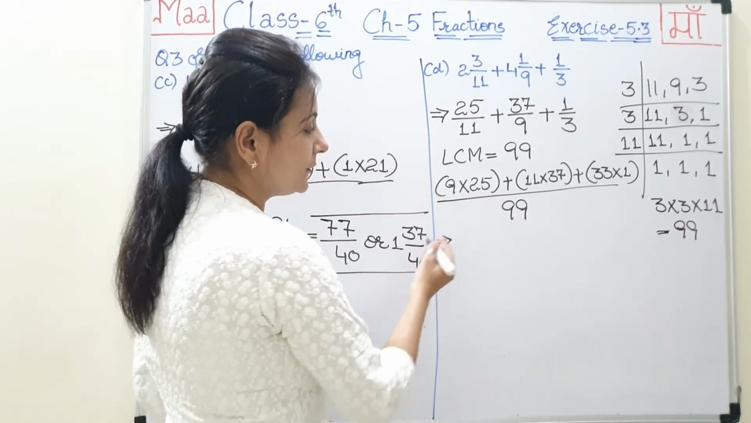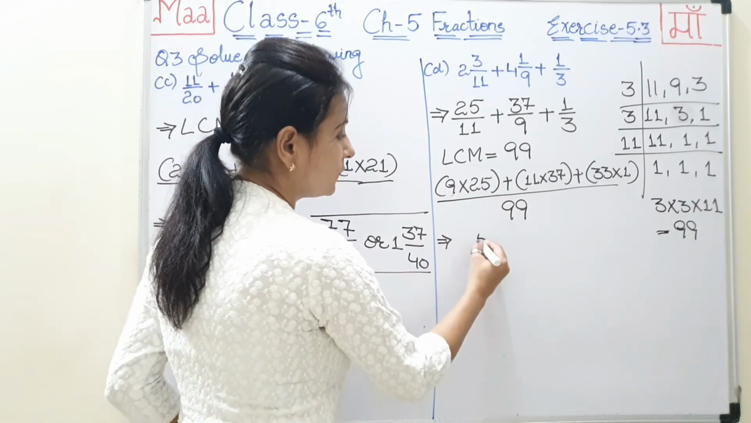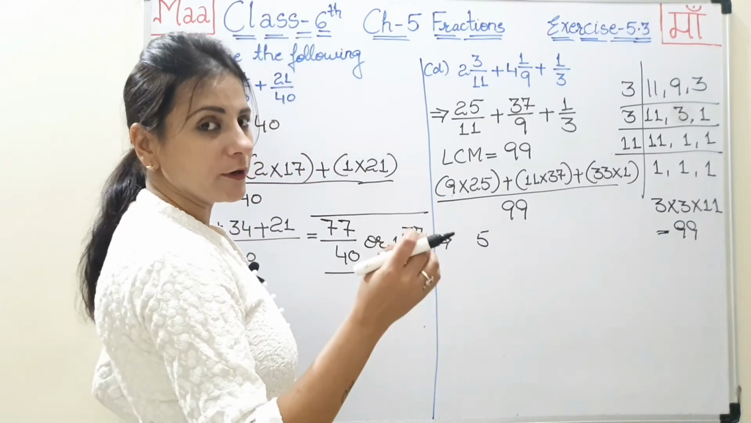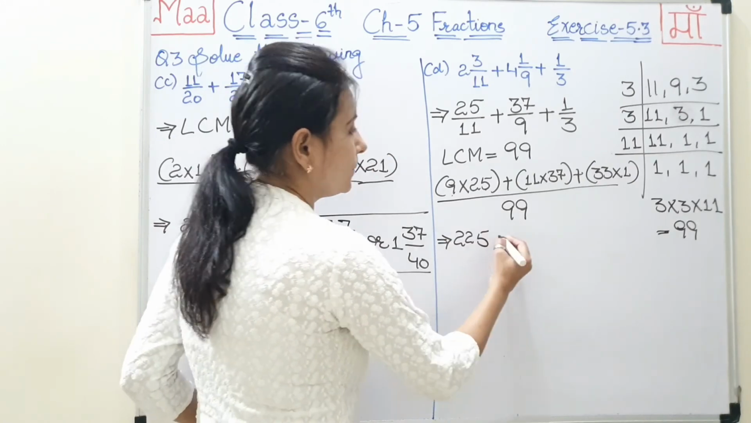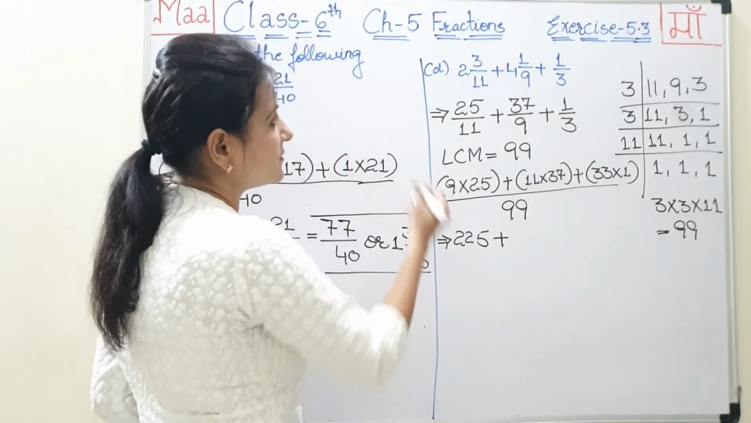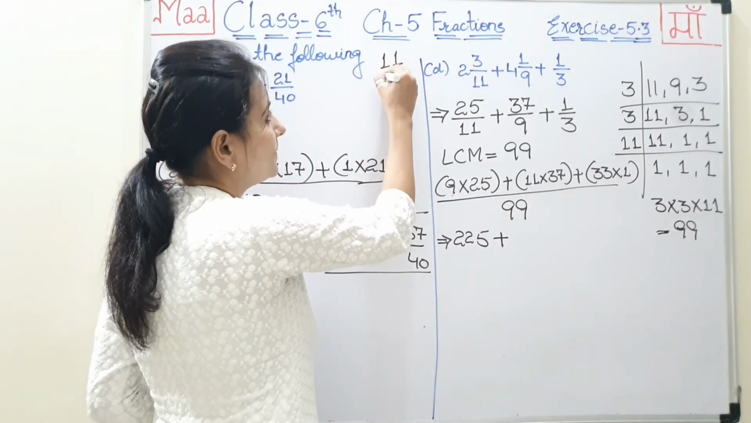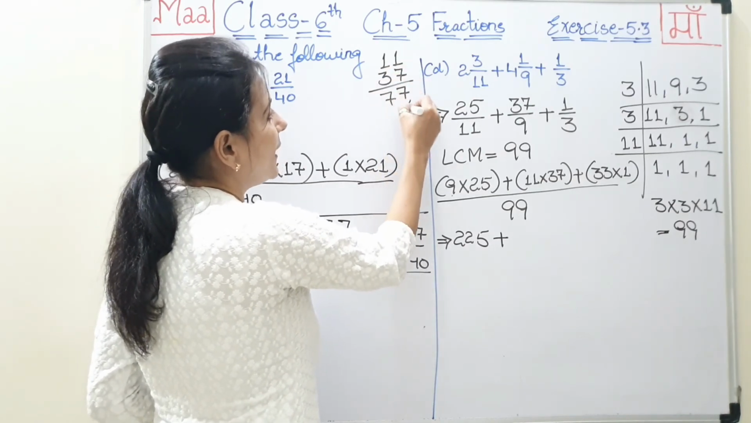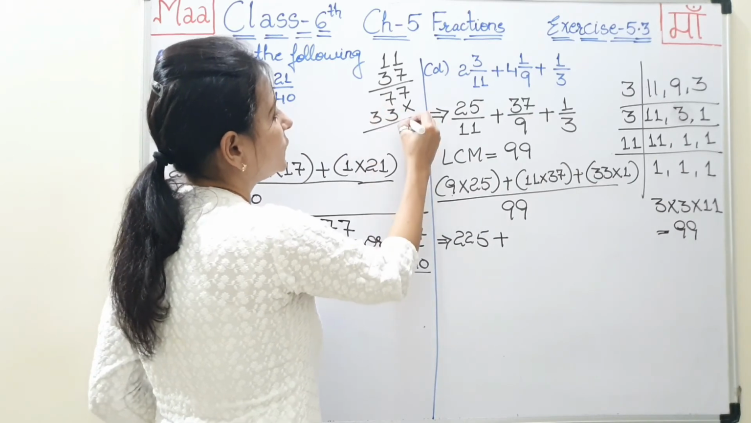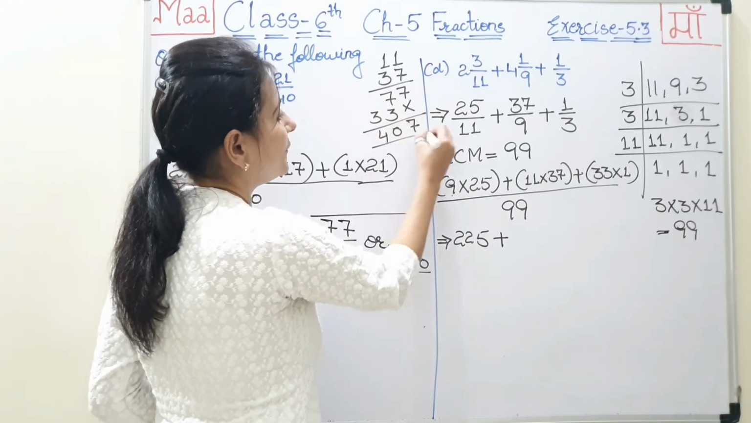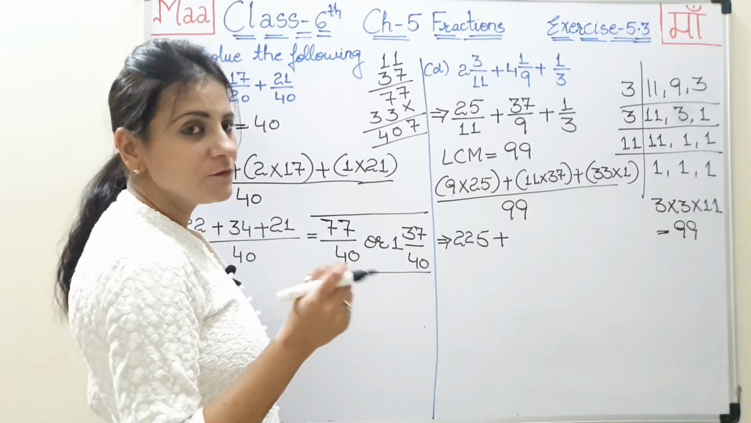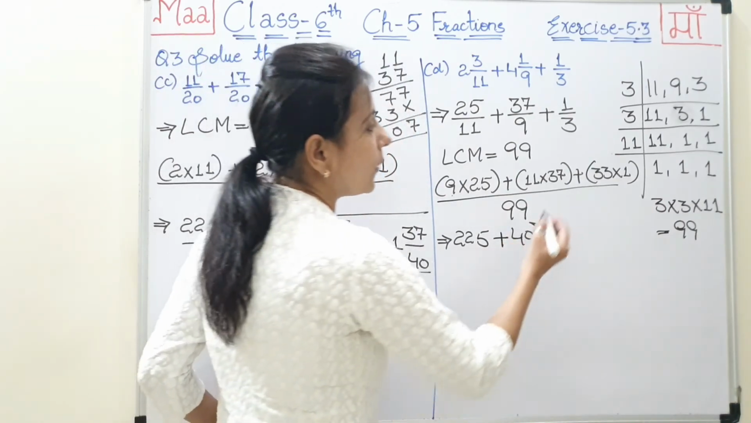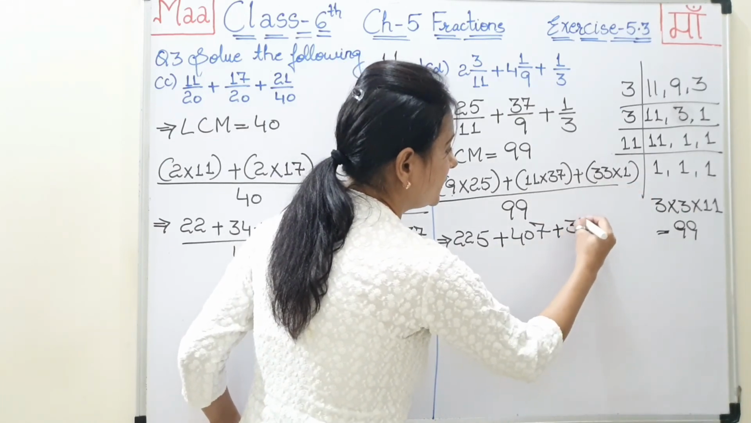Now simply we will do the multiplication. So 25 into 9, so 9 5s is 45, 9 2s are 18, 18 plus 4 is equals to 225. Plus 11 into 37. So we will multiply 11 by 37, so we will get 77 and then 33. So we will get the result as 407. After multiplication we will get 407. So we will write here 407. Now 33 ones is 33.